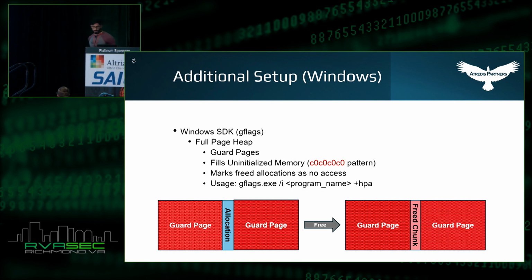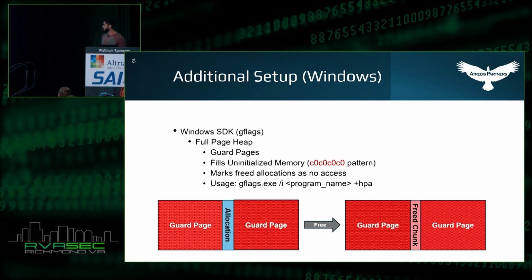Additionally, gflags, whenever there is an allocation, regardless of the size, will put one guard page on either side of the allocation. That's 0x1000 bytes. What these guard pages do is whenever the application tries to read or write to those memory locations, it will trigger an exception and cause a crash. So the benefit here is we can detect overflows and underflows as soon as they happen, and regardless of how small the overflow or underflow is.